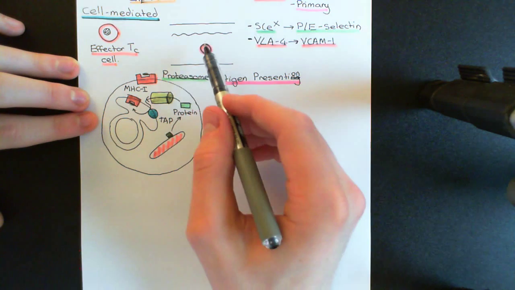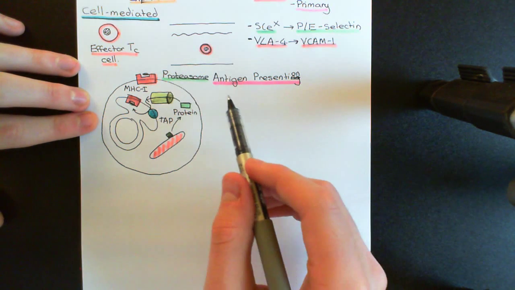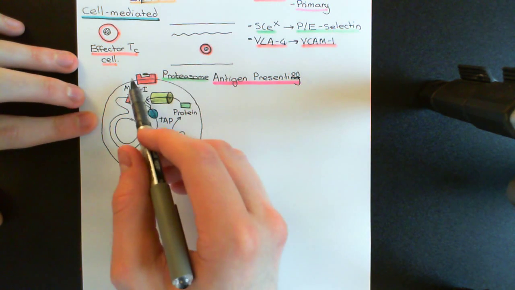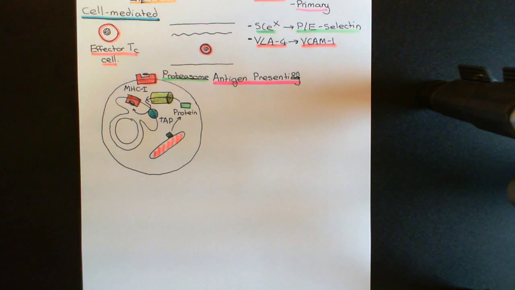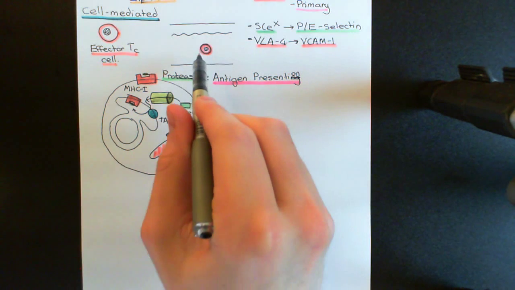So what's going to happen now is the effector cytotoxic T cell is going to come into the affected tissue, and it's going to go around looking for cells that have on their surface MHC class 1 with the peptide fragment that it is tailored against, i.e.